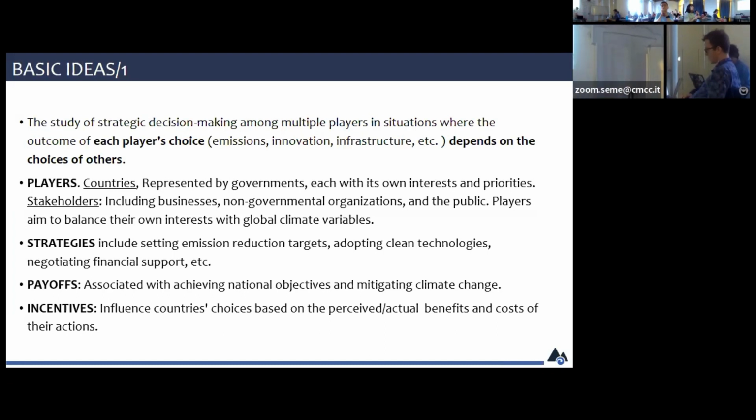And so what you study is the incentives countries have and how their choices are influenced by the benefits and costs of their action and other actions. Actual benefits and costs and perceived benefits and costs. So here I want to tell you something very interesting.